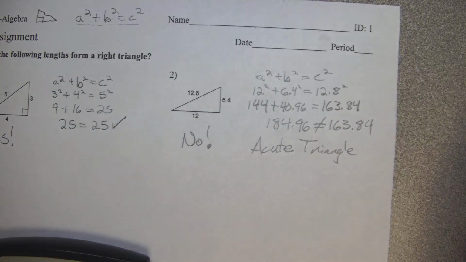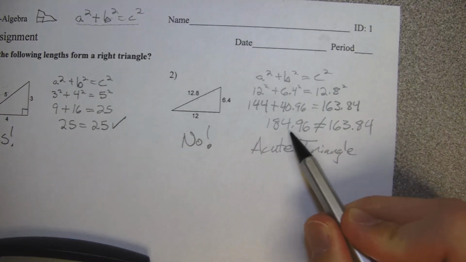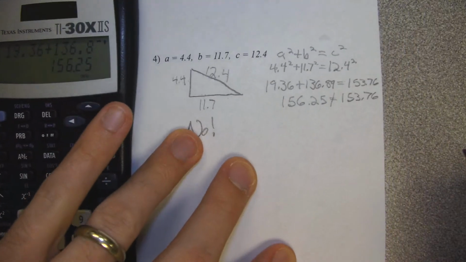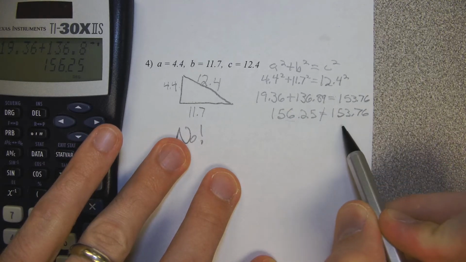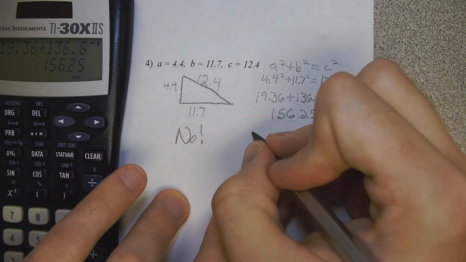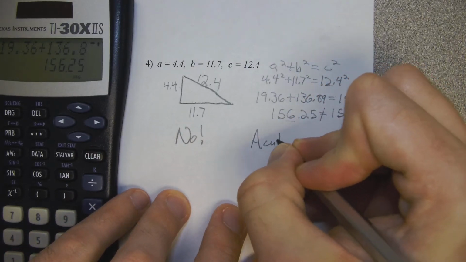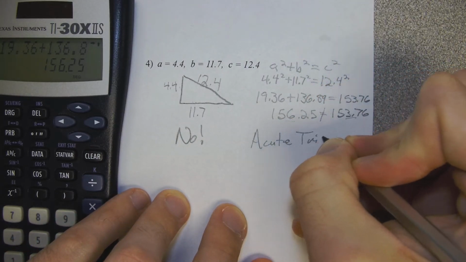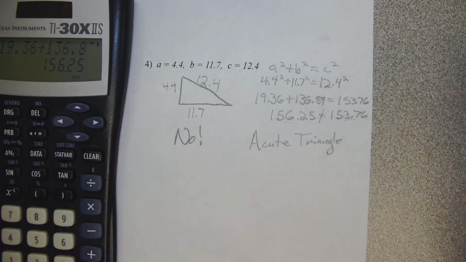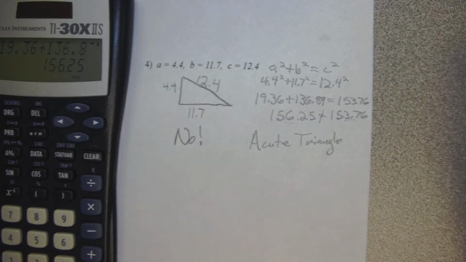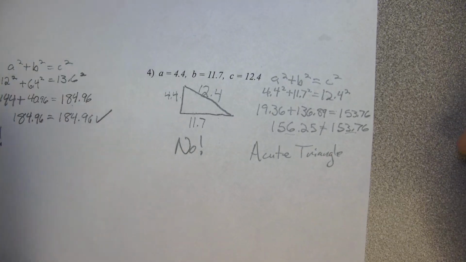Well, let's look back. In this one, we said that if a and b are longer, then it's acute. So let's see what we've got here. A squared and b squared added together, what do you know? It just beats it out. So again, an acute triangle. If side C squared is longer, then you'd have an obtuse. So there's the converse of the Pythagorean theorem for you.